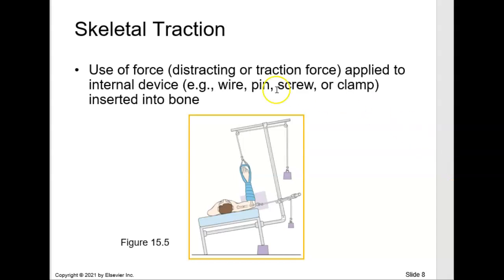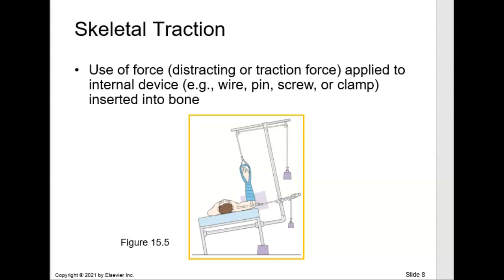Skeletal, right here: a distraction force applied to an internal device, wire, pin, screw, or clamp is inserted to the bone. Okay, with that, there are two types of traction. You have skeletal and skin. With skeletal, you have the internal devices such as your pins, your screws, or wires. They're inserted directly into that bone through the skin. The protruding end attaches to that traction device, which uses weights and pulleys to hold that bone in place.